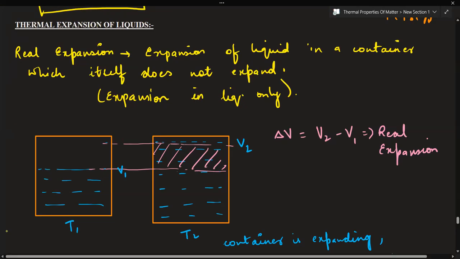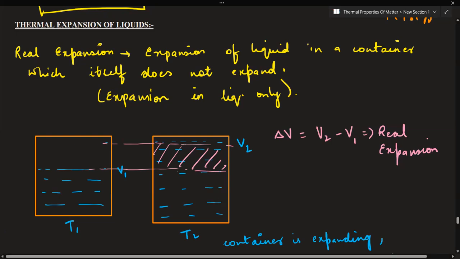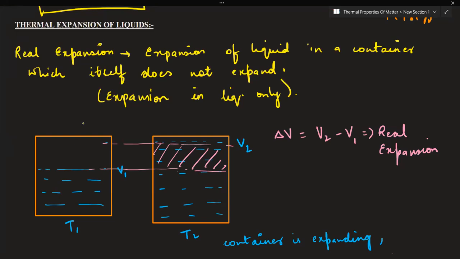Fine. All right. So now see, in case of liquids, we only consider volumetric expansion, volume expansion or the cubical expansion. So when the liquid is heated in a container, the container also expands along with the liquid. Now see, what is meant by real expansion? What is meant by apparent expansion? Real expansion is when the liquid expands, but the container does not expand.